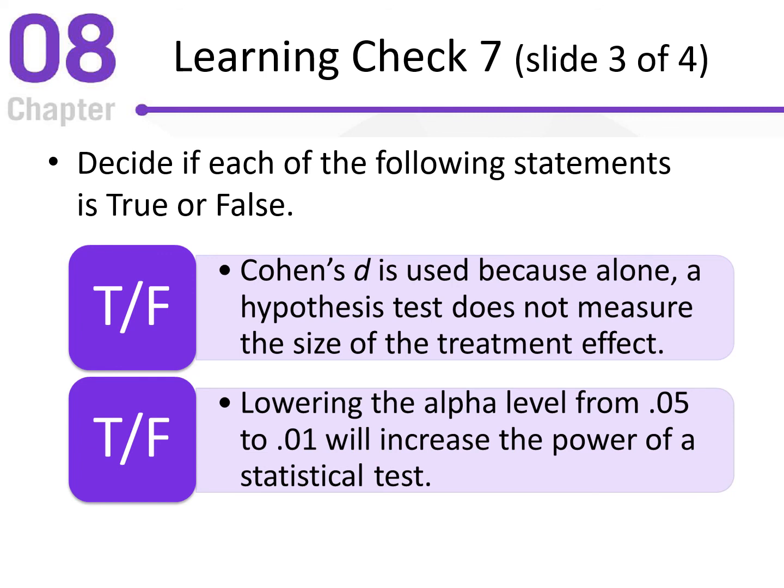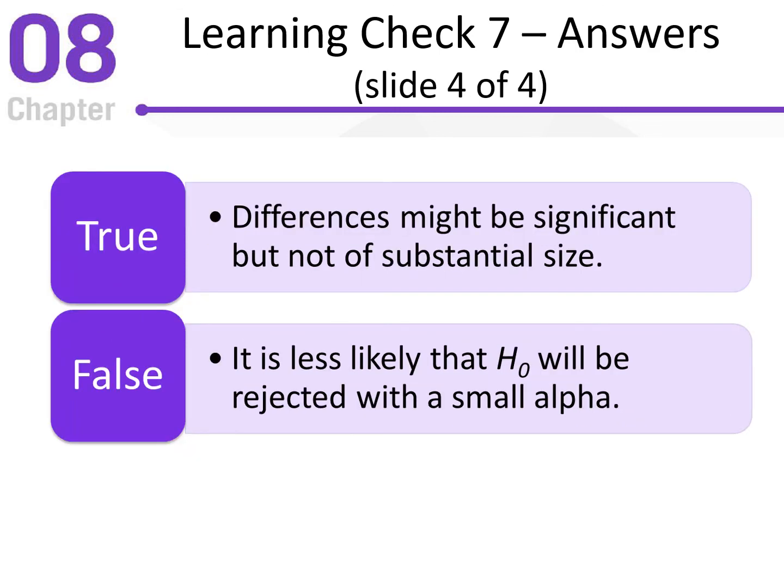And lowering the alpha level from 0.05 to 0.01 will increase power. Well, obviously not. Every time I lower the alpha level, I decrease power. I make it harder to reject the null hypothesis, to correctly reject the null hypothesis. And that's what we got here.